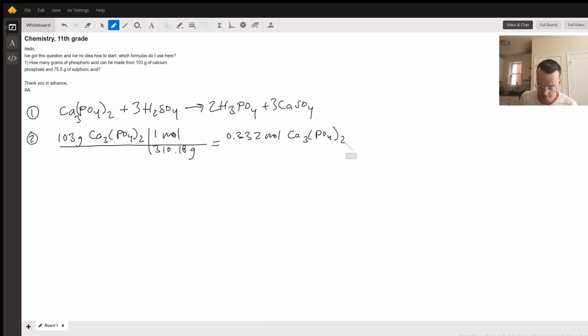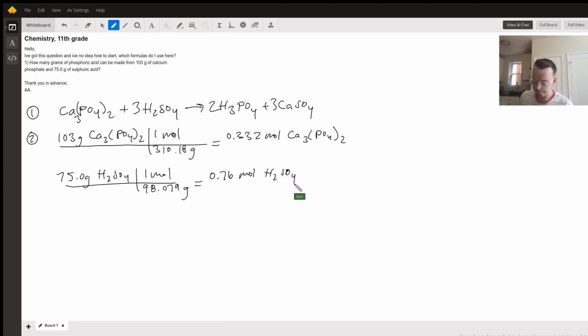And then doing the same thing for sulfuric acid, so 75.0 grams of sulfuric acid. Molar mass of that is 98.079. Dividing those gives you 0.76 moles of sulfuric acid. So now we know how many moles we're dealing with.